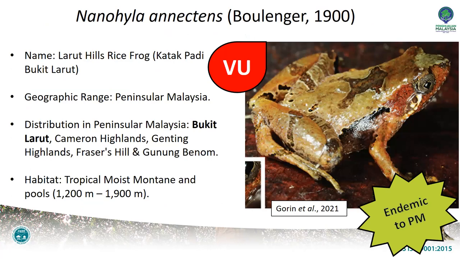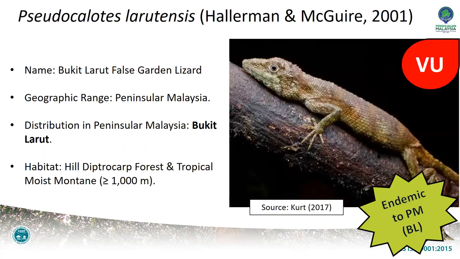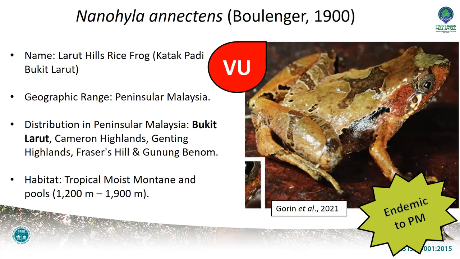Nanohyla annectens, larut hill rice frog ataupun katak padi Bukit Larut. Geographic range hanya ada di peninsula Malaysia sahaja. Distribution di peninsula Malaysia, spesies ini boleh dijumpai di Bukit Larut, Canberra Highlands, Genting Highlands, Fraser Hill dan Gunung Benung. Habitat spesies ini adalah tropical moist mountain and pools pada ketinggian 1200 meter hingga 1900 meter.